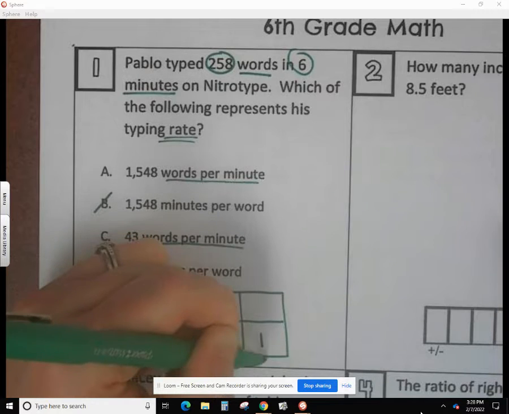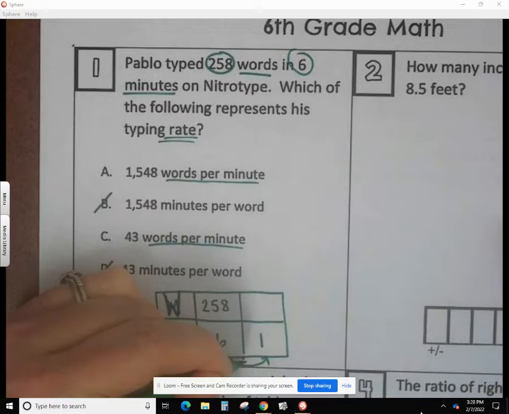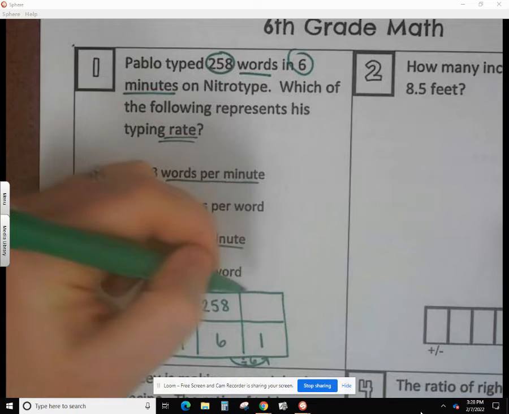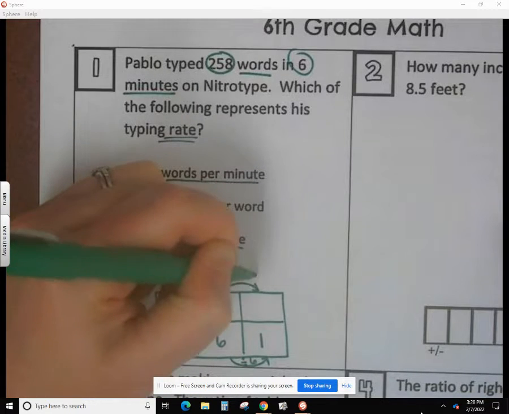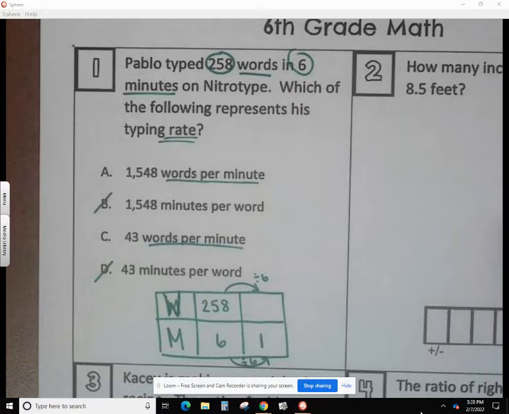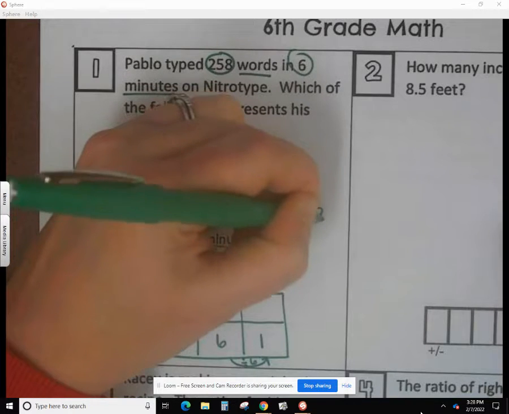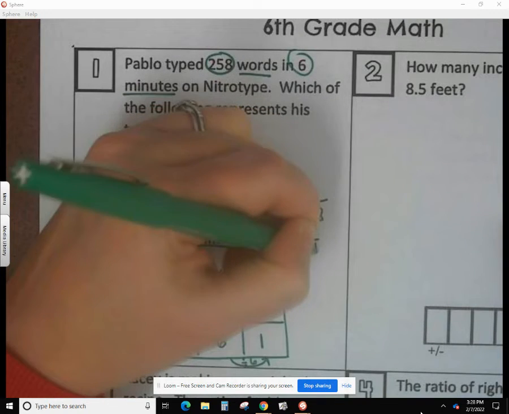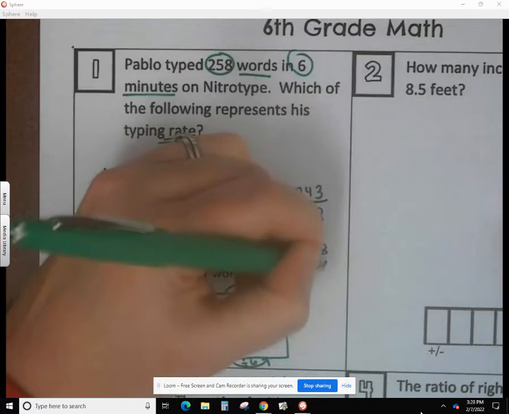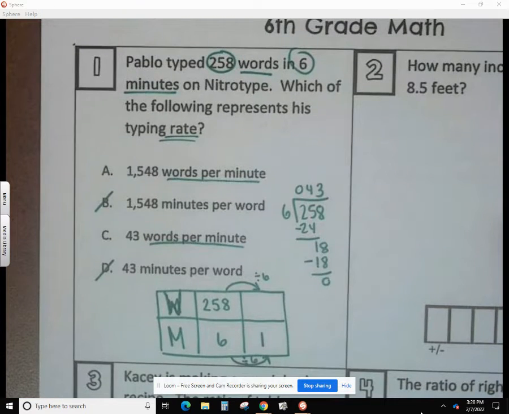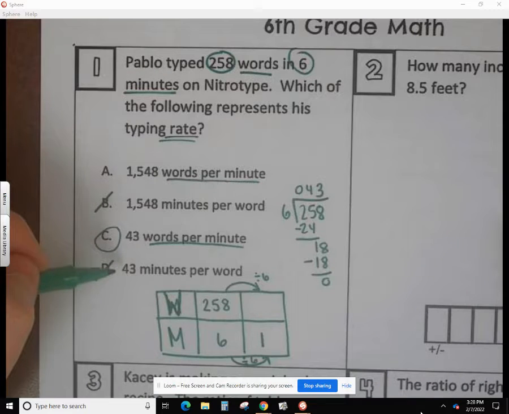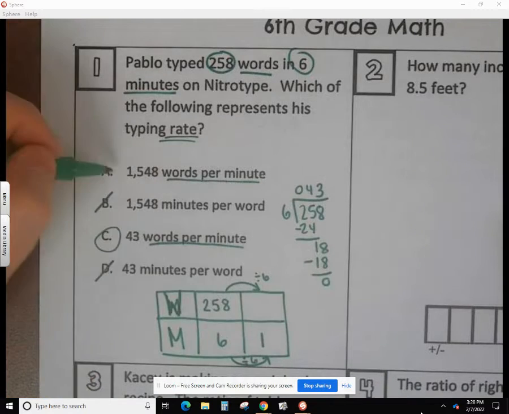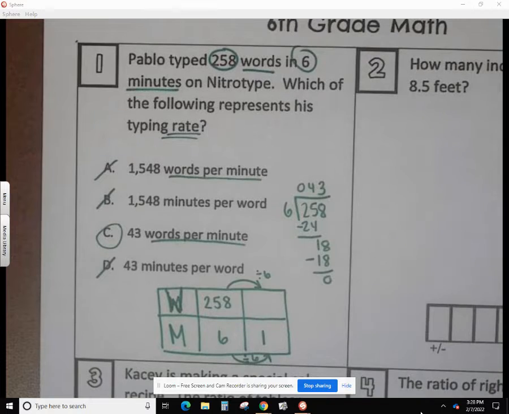So I see a relationship right here because 6 divided by 6 gives us 1. So we can draw a matching arrow up here. So we know we need to do 258 divided by 6. We can use our answer choices to help us know what the answer is going to be, but just to make sure, we do get 43. And again, it's going to be 43 words per minute. It's not going to take you 43 minutes to type one word. Okay, and it was not A or B. So that was question number 1.